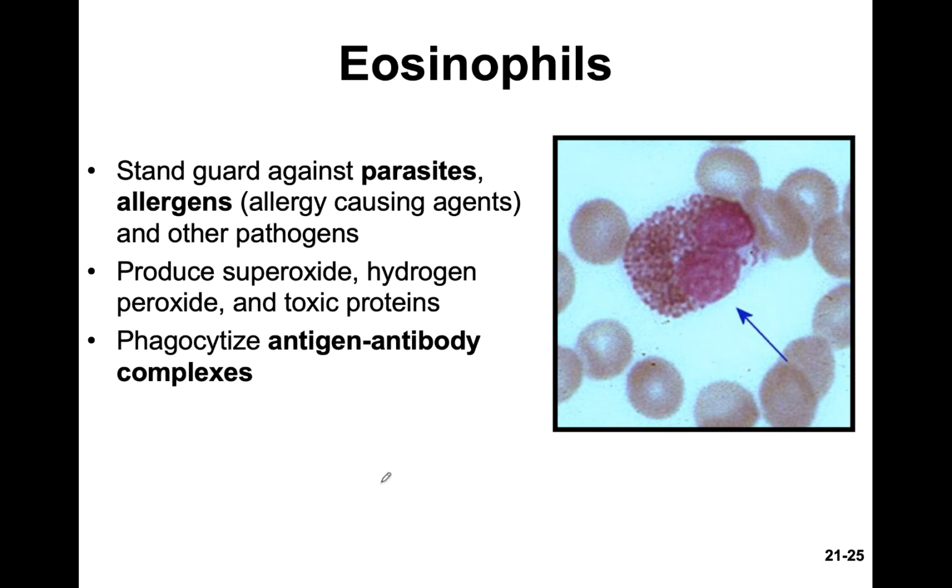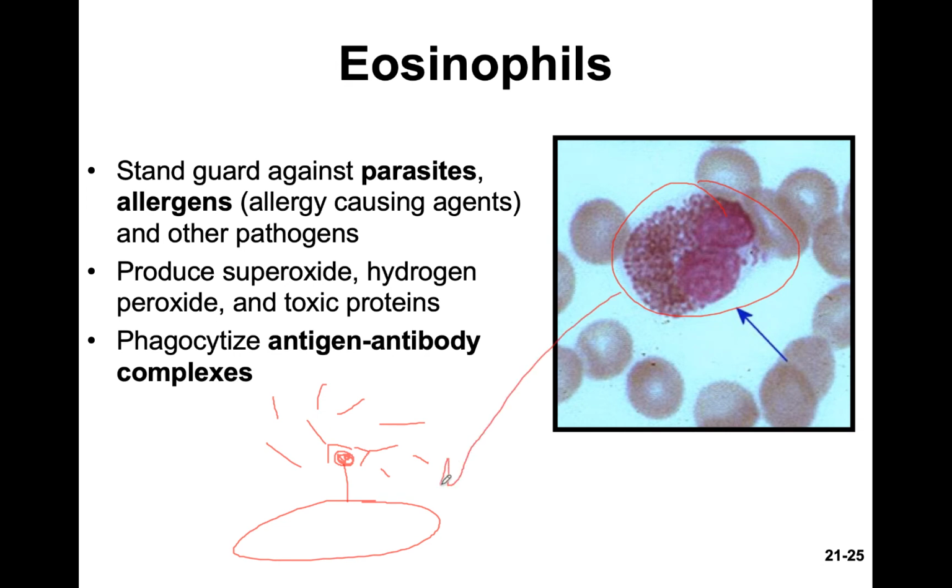And just to remind you, here's your bacteria, here is your antigen. A B cell will turn into a plasma cell, and the plasma cell makes antibodies. And if you recall, those antibodies create a signal. And that signal will call for other immune cells, like eosinophils, to come and do phagocytosis of this.